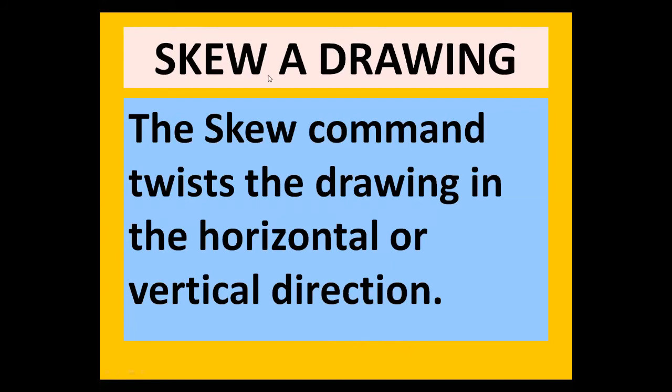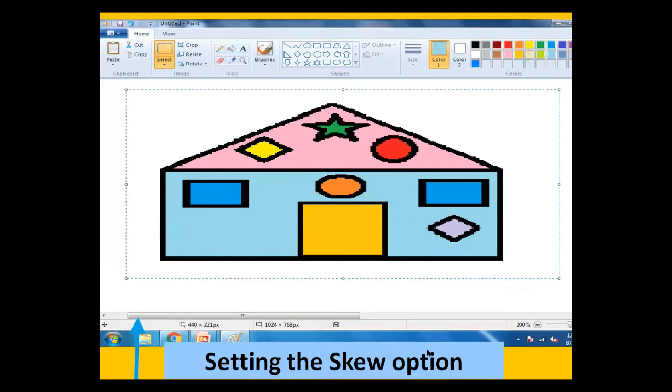Now we learn about how to skew our drawing. The skew command twists the drawing in the horizontal or vertical direction. We use this command to twist the drawing in the horizontal or vertical direction. Setting the skew option.